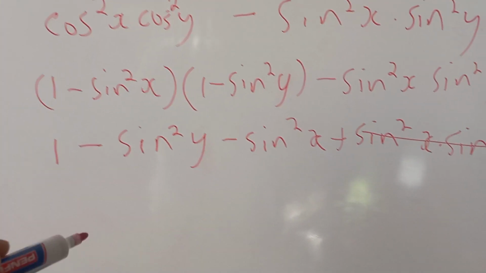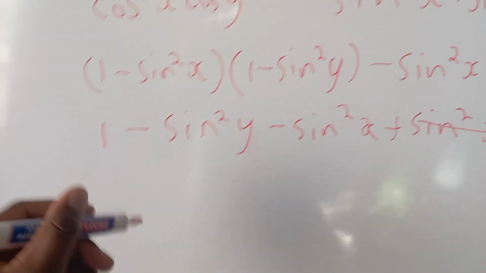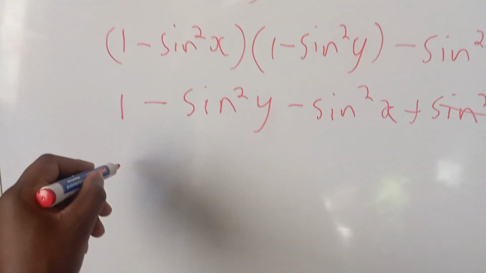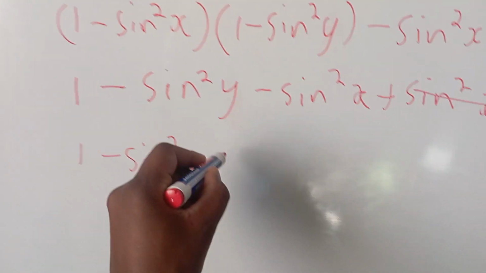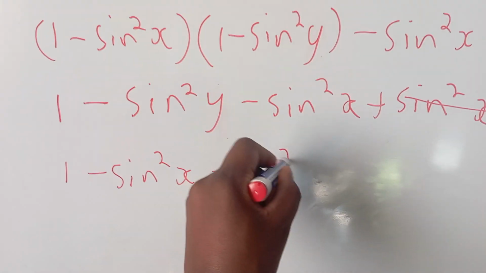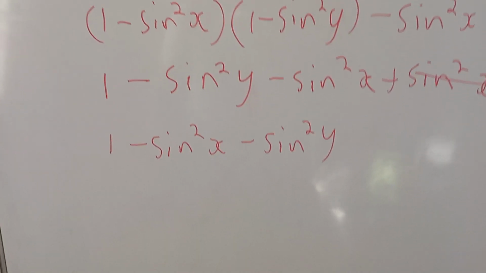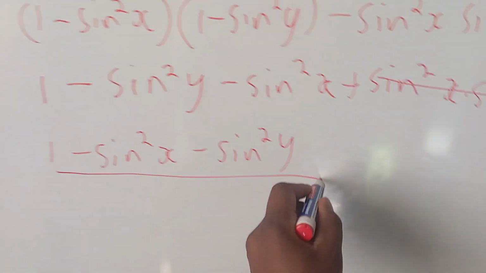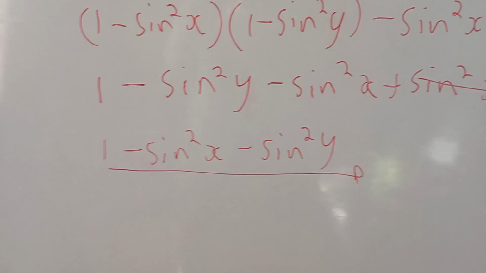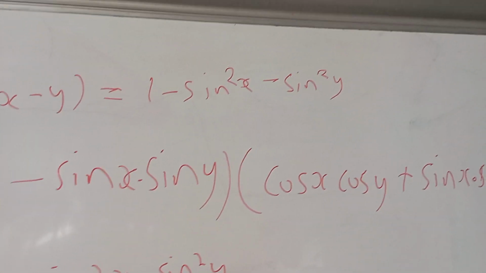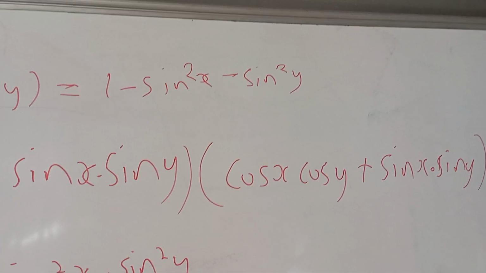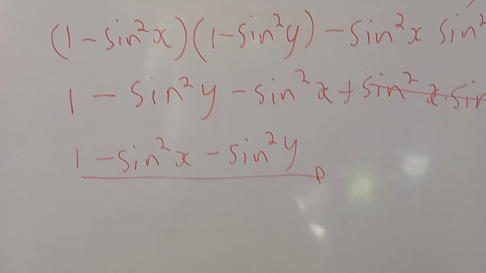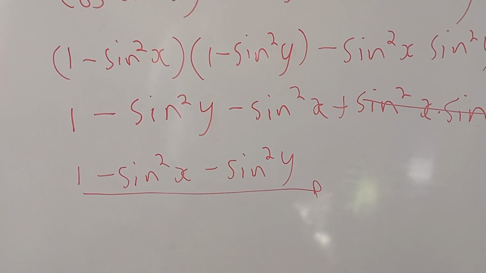Then we can arrange this one now. We are remaining with 1 minus sine squared x minus sine squared y. Right, this is the remaining part. And what we are remaining with is the same as that one, 1 minus sine squared x minus sine squared y. So now we have solved this identity.